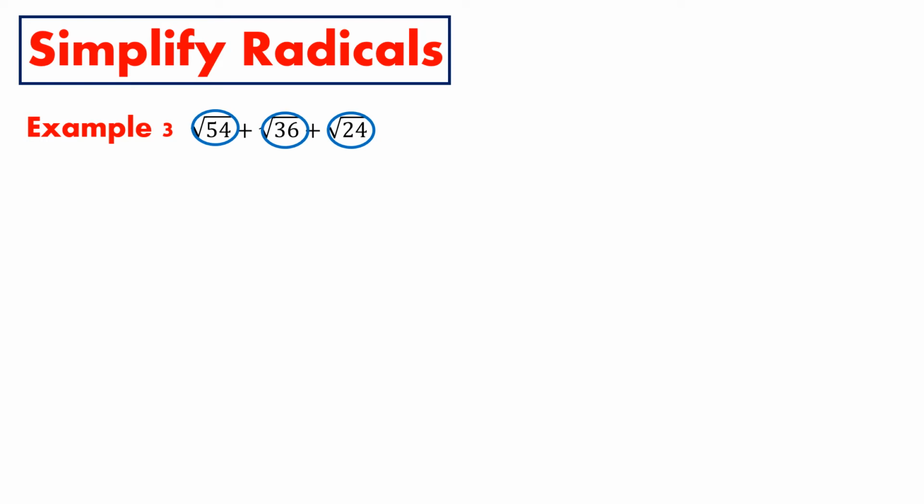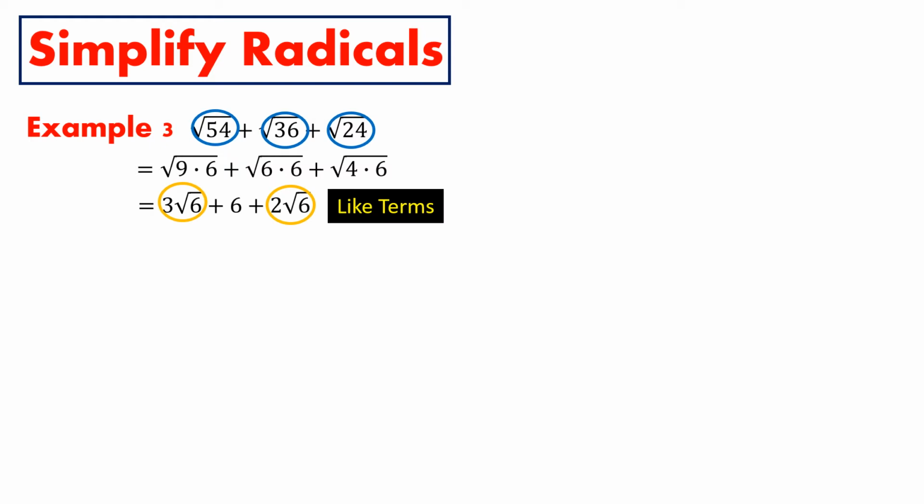Notice that square root of 54, square root of 36, and square root of 24 are not in simplest form. We can rewrite these as follows. Also note that 9, 36, and 4 are perfect squares. So we can rewrite the terms as follows. 3 square root of 6 and 2 square root of 6 are like terms. So we can combine these terms as 5 square root of 6 plus 6. Note that 6 is all by itself.